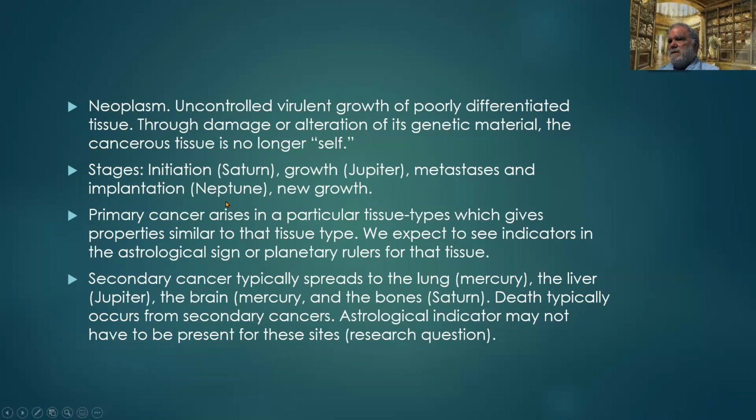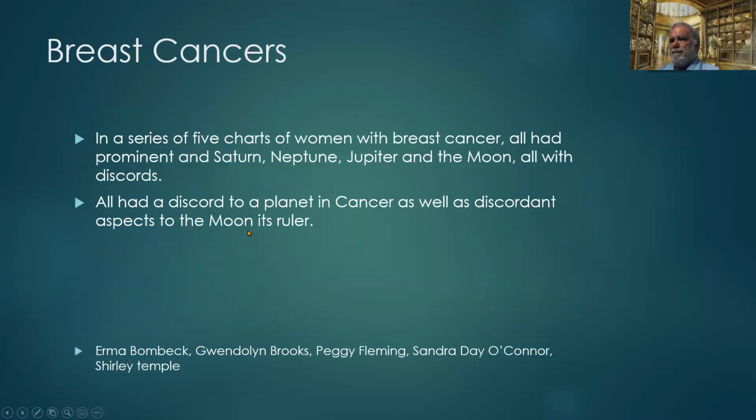Okay. We'll do breast cancers here. I have a series of 5 charts of women with breast cancer. I hope my collection grows, but that's what I have at the time I'm presenting the show here. All 5 of them had prominent Saturn, Neptune, Jupiter, and the moon. Those were the standard ones. And they all had discords to them. All of those planets had discords.